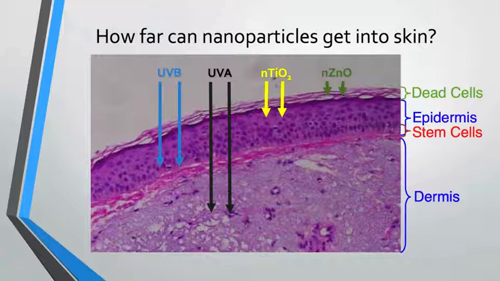So this is where the action is, in the stem cells. These are the ones that are dividing and pushing these guys out. So the nanotitania doesn't seem to get down to where the real damage occurs. Certainly doesn't get down all the way here.